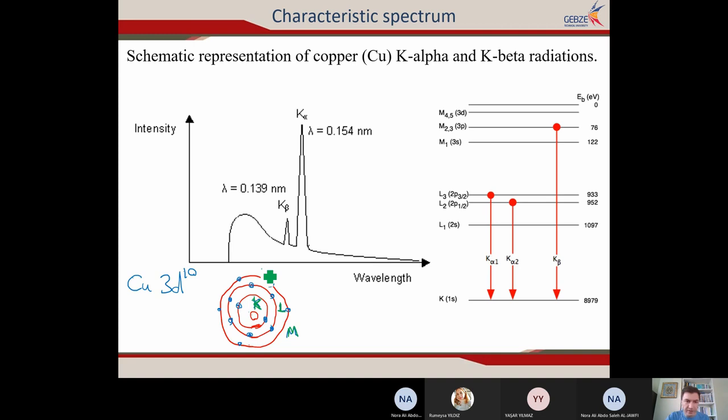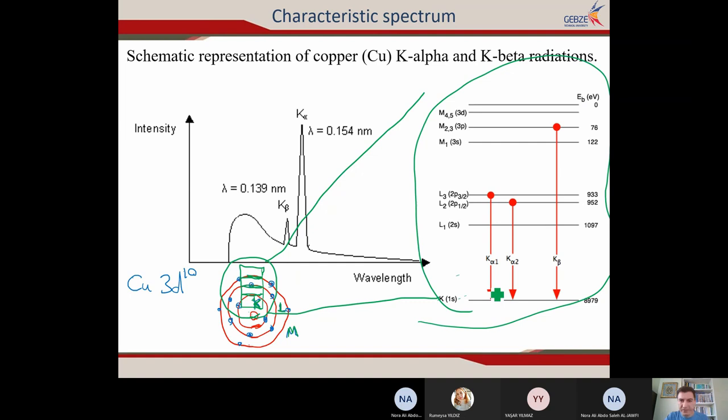If you just concentrate on that region and then magnify it, you can get that picture. This is the K shell, this is the L shell, this is the M shell. Of course, we have many electrons in the L and M shells, and within the same energy level, we can have only two electrons with different spins according to the Pauli exclusion principle. For this reason, the L shell must be split and the M shell must be split into subshells.